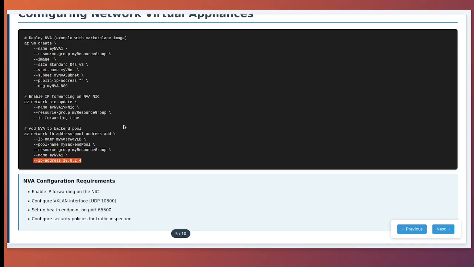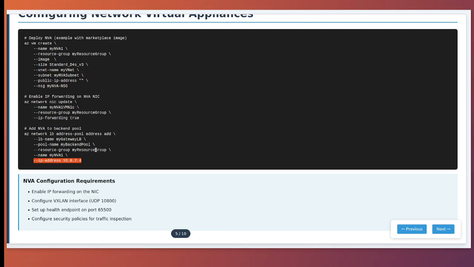Don't forget about the health endpoint. Your NVA must respond to health probes on the port you configured in our example. This could be as simple as a web service that returns 200 OK, or as complex as a health check that verifies all security services are operational.